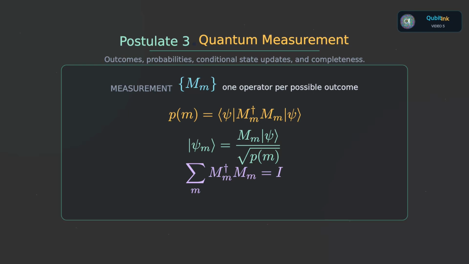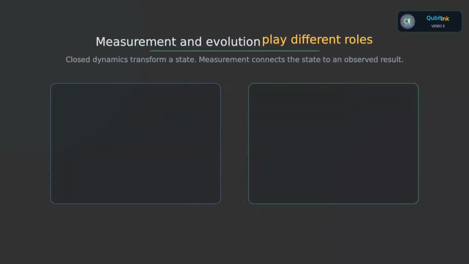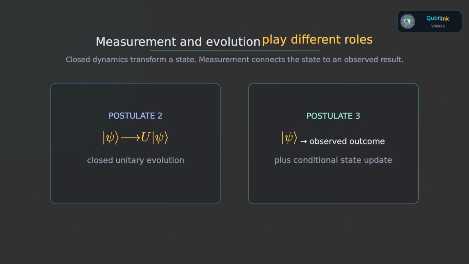For a computational basis measurement of 1 qubit, these general rules reduce to the familiar result: 0 occurs with probability given by the squared magnitude of alpha, and 1 occurs with probability given by the squared magnitude of beta. This is a major change from postulate 2. Closed evolution tells us how a quantum state changes without extracting an outcome from it. Measurement connects the quantum state to an observed result and gives a conditional update of the state.